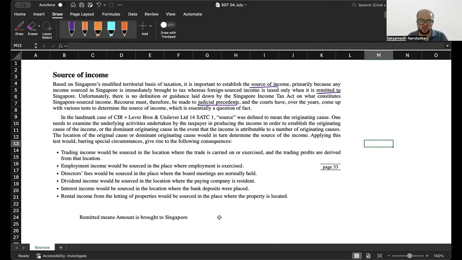When they say originating cause, if I have a property in Singapore and I have given that property on rent to someone and I'm earning rental income on that particular property, the income is getting sourced from a property in Singapore. It has originated in Singapore. That is the originating cause, and that would therefore be considered as income originating in Singapore.